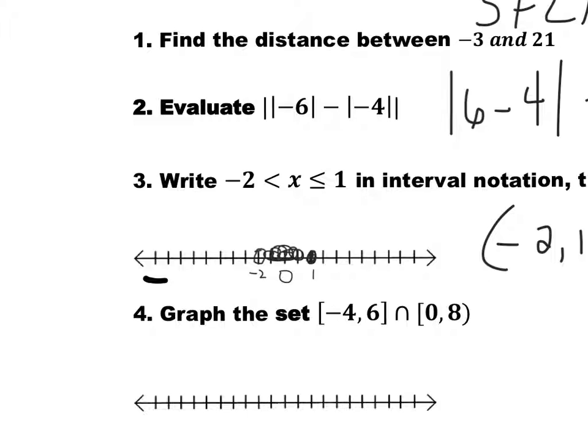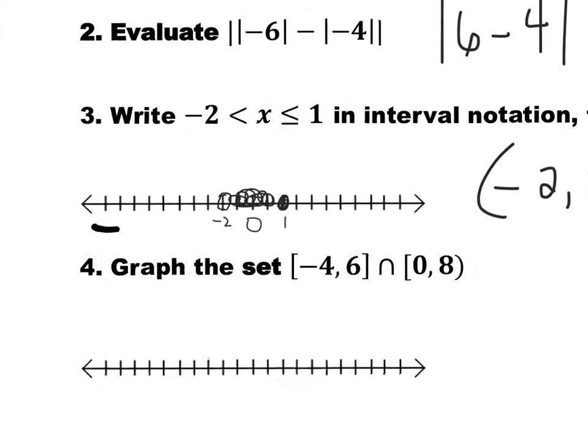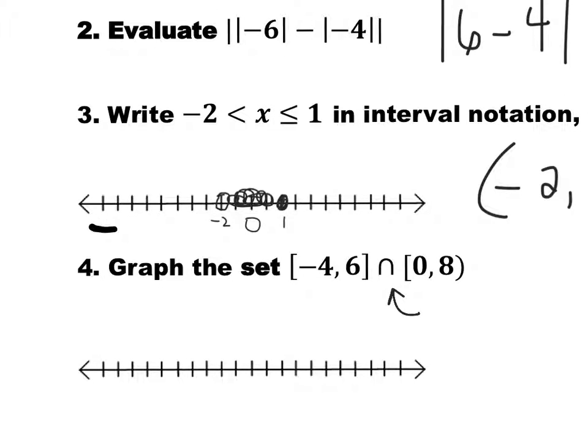And then if I was gonna graph the set, what does that notation mean right here? Intersection, good. It's what they have in common, right? Intersection. So between -4 and 6, and then between 0 and 8. So if I do -4, here's 0. Look, here's -4. I'll do it in different colors. 1, 2, 3, 4. Here's -4, and then here's 6. 1, 2, 3, 4, 5, 6. You guys agree with me there? Correct?